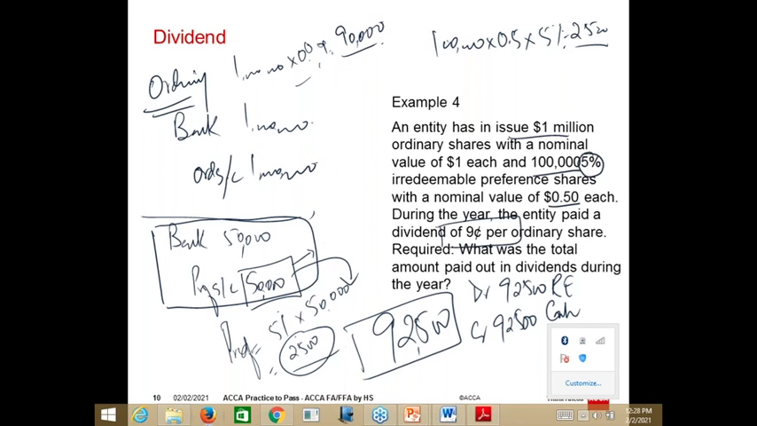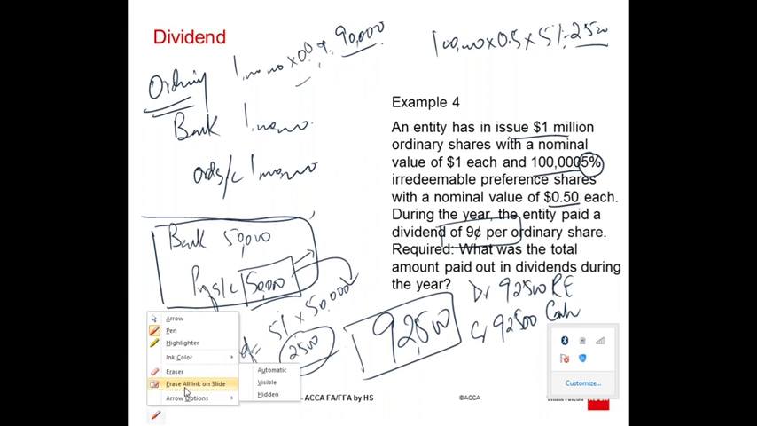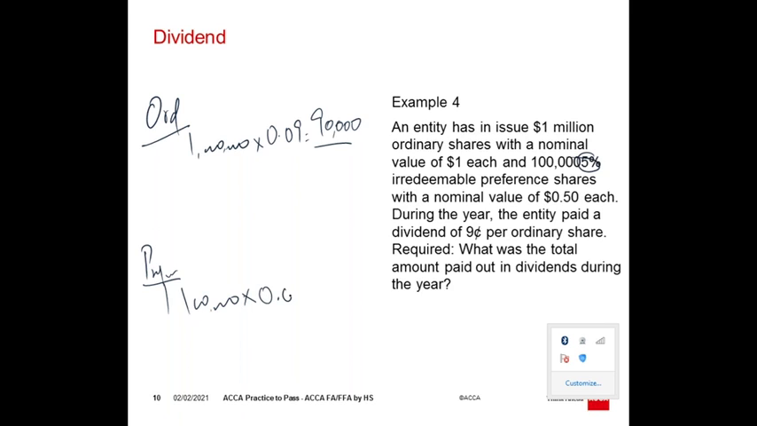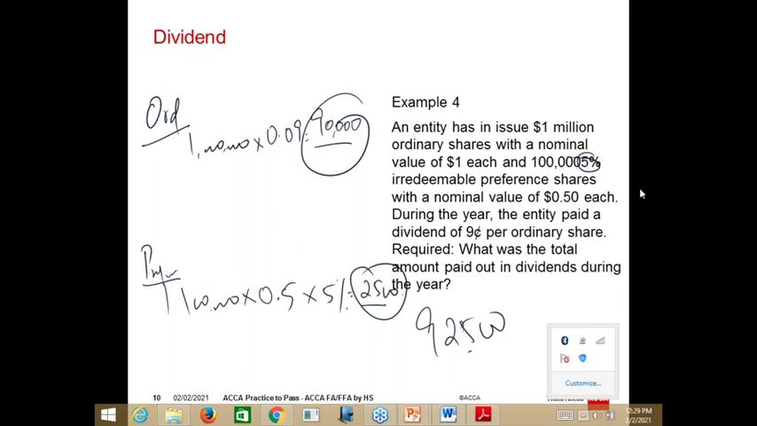Okay. One of the students is asking how we get 92,500. The company has issued ordinary shares and the company has issued preference shares. Company has issued 1 lakh preference shares and 1 million ordinary shares. Ordinary shares will get the dividend of 0.09 per share. The amount of the dividend for the ordinary shareholders is 90,000. And preference shareholders are getting a dividend in terms of percentage. So you have to first multiply it with the par value, which is 0.5, and multiply it with the percentage. You will get the dividend of 2,500. So by adding these two figures, you get the value of 92,500. Yes, nominal value and par value are the same.